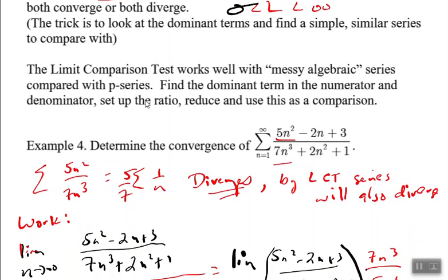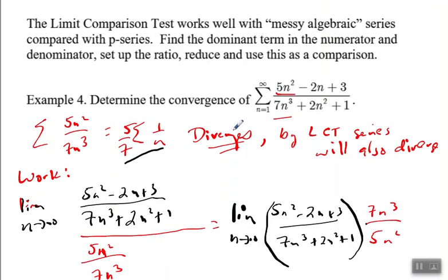So again, we're going to look at, well, what does this look like? We have something that's messy. We have 5n squared over 7n cubed, which is like 5 over 7n, or we know that's a multiple of a harmonic. Since it looks like that, it's going to also diverge. So once you recognize the limit comparison test, you can just say, we know that this looks like 5 over 7n, or pulling out the factor, you can compare it to 1 over n.